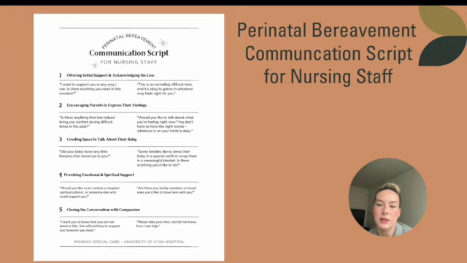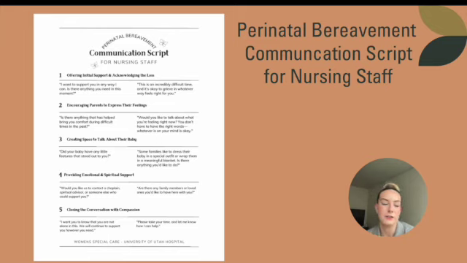And then this one is the communication script. I just feel like when you're caring for these families, it's really intimidating. You don't want to say the wrong thing. You want to be there to support, but you don't want to pry.